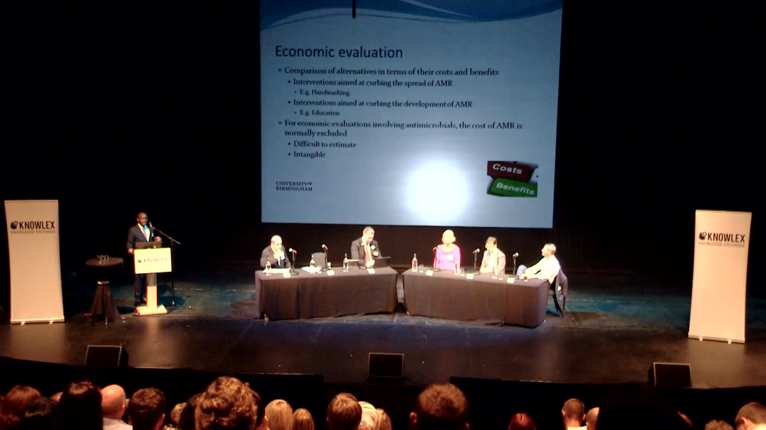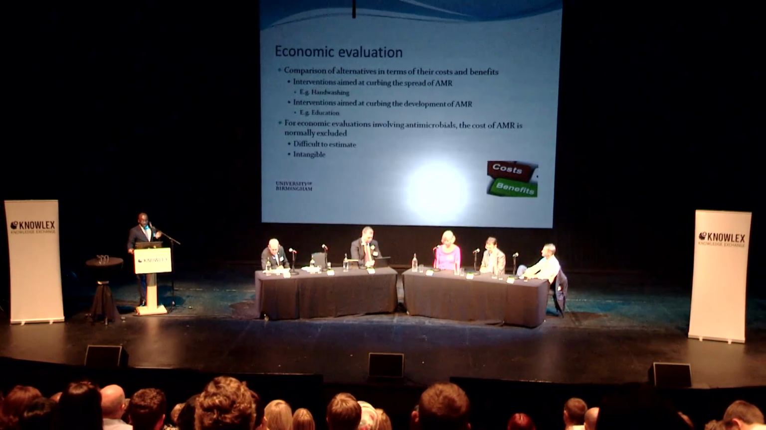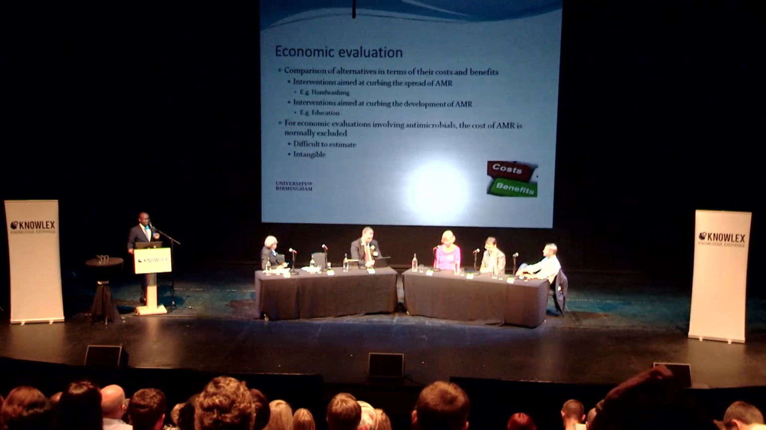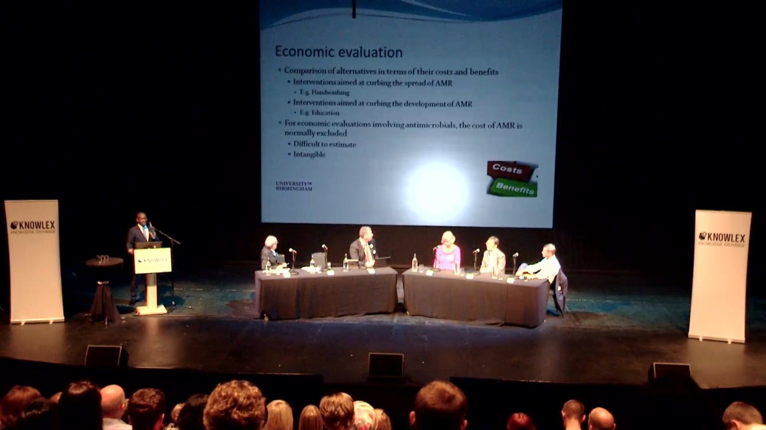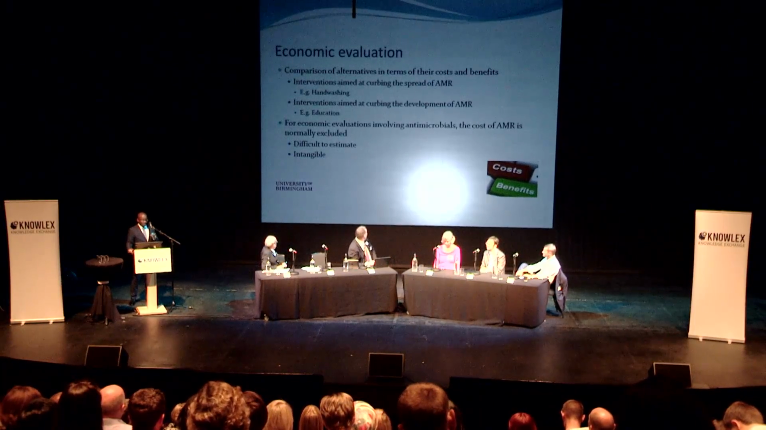Health economists normally assess two types of interventions. The first is those which are aimed at curbing the spread of AMR, such as hand washing. And then the second broad type are those which are aimed at preventing the development of AMR, and such approaches include education. So we assess these two broad categories of interventions in AMR.